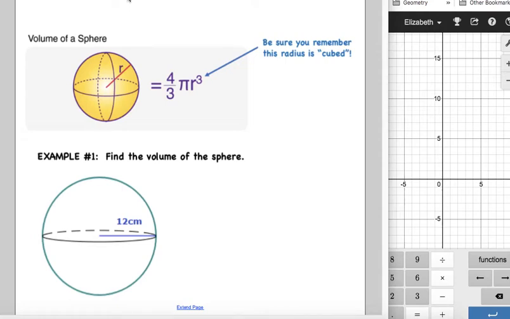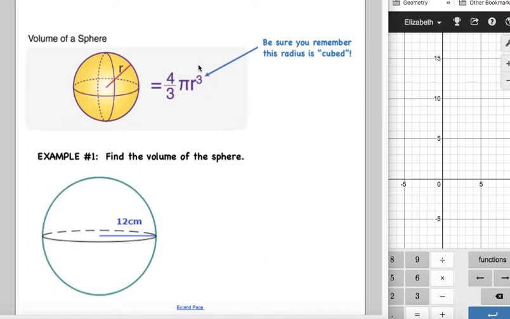We're going to look at the volumes of spheres. Some of the problems on Pearson for your assignment are going to have you just finding the volume of spheres. Some of them are going to give you the volume and have you work backwards, possibly going back and forth between volume and surface area.